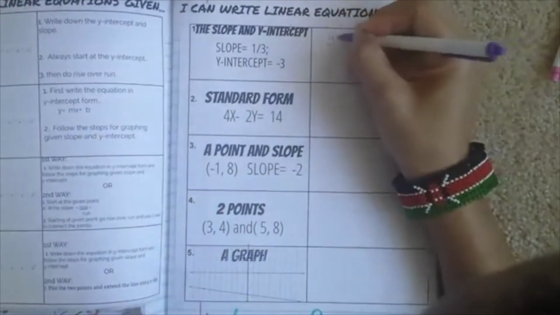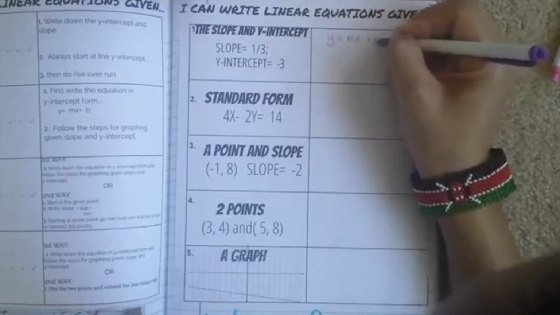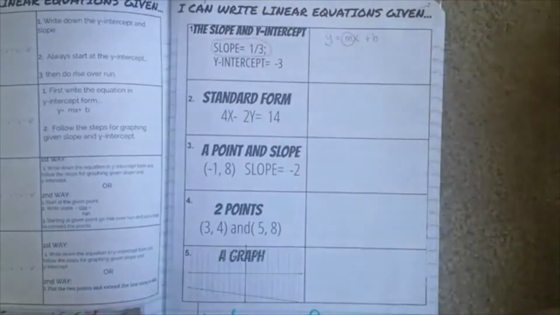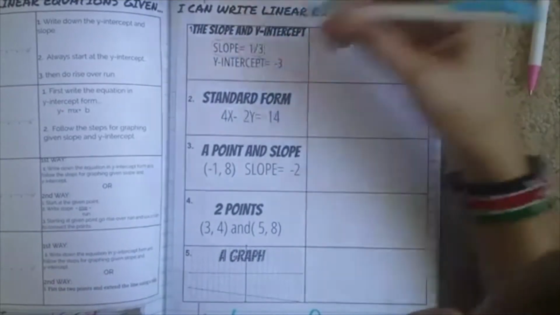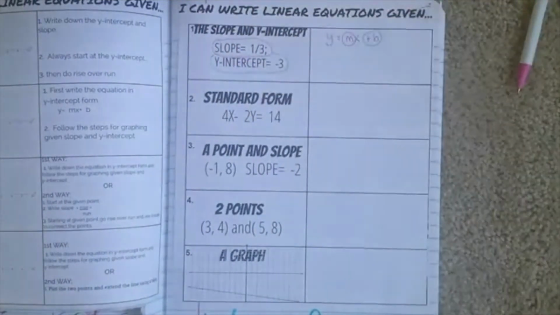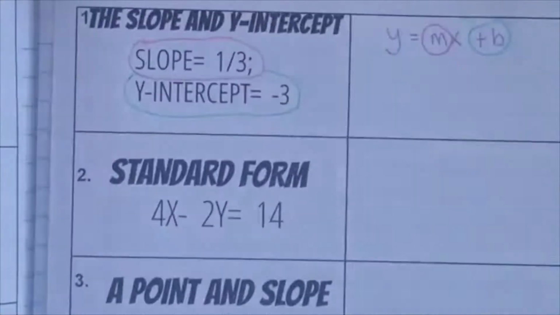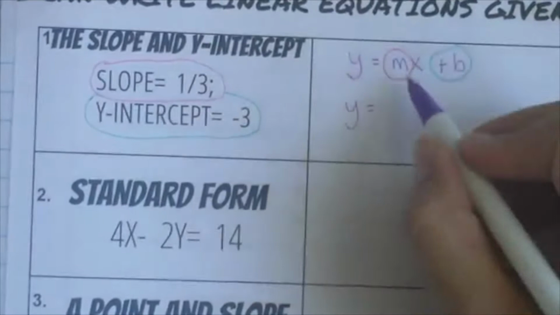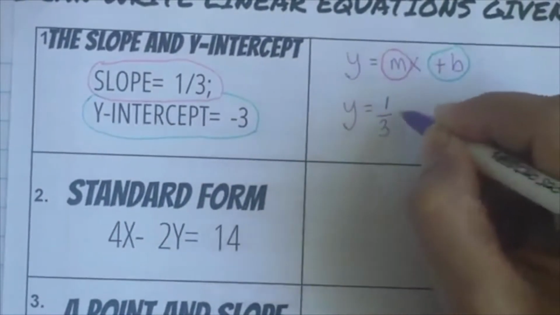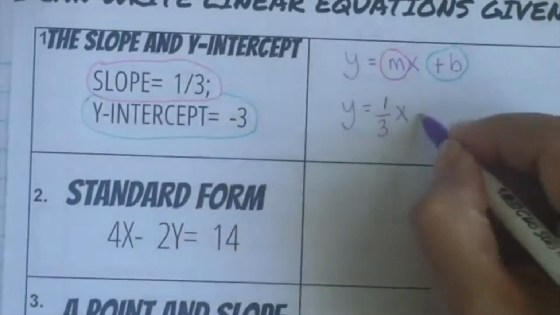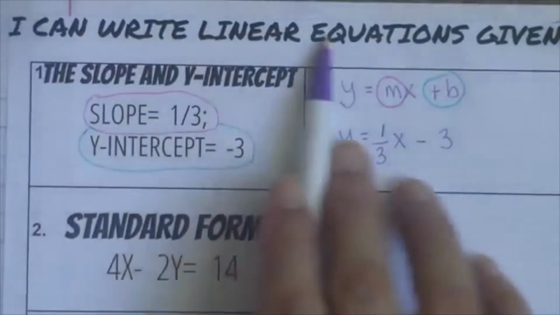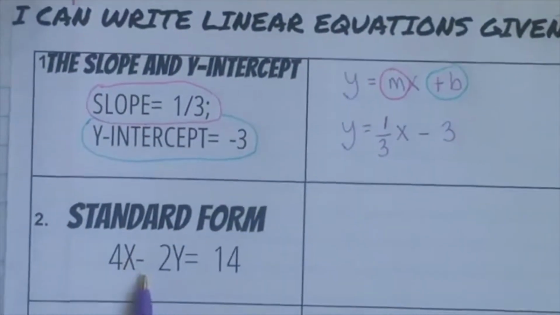So if you're given the slope, you go ahead and write your equation y equals mx plus b. You're given the slope, which is m, which is equal to 1/3. And you're given the y-intercept, which is plus b, which is equal to -3. So all you do is replace the letters with the numbers. So you're going to get y equals the slope, which is 1/3, x, plus b, which is the y-intercept, which is -3. And that's it. That's all there is to it. So I can write linear equations given the slope and the y-intercept.